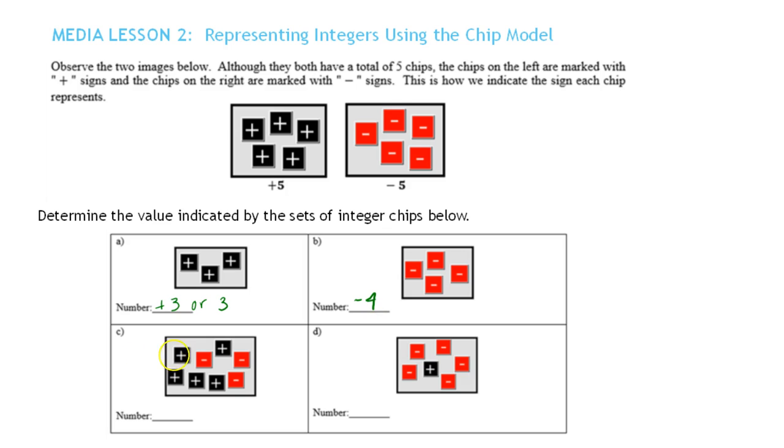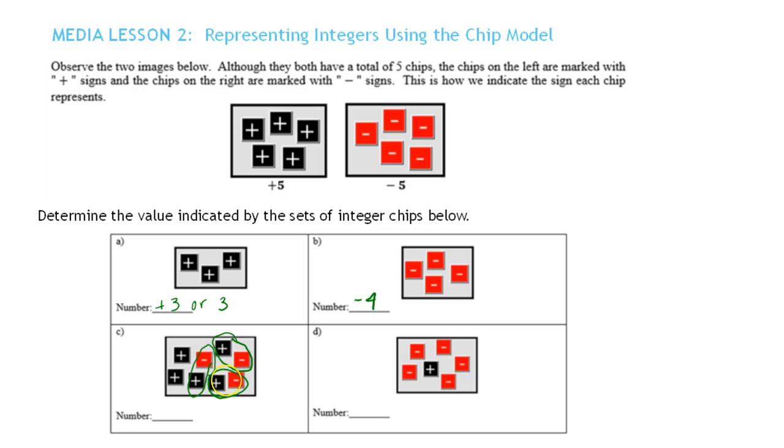Now let's look at C. Well, here we have some positive chips and some negative chips. So what number would this represent? Well, think about a positive chip and a negative chip. If you have plus $1 and then a negative $1, these would cancel each other out. So any plus or minus pair cancels out. So we're going to circle plus or minus pairs, knowing that they would cancel each other out until we only have one type of signed chip.